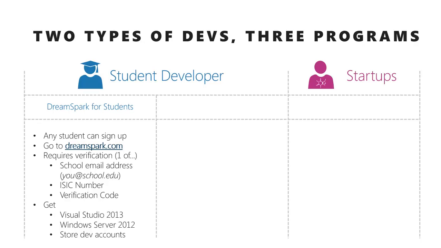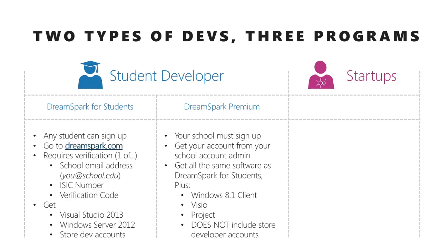But the value of DreamSpark is that once you've signed up, you can get Visual Studio 2013 Ultimate. We've got Windows Server 2012 licenses and installs that you can download. Now, that's not Windows 8. You can do Windows 8 dev on it, but it's not Windows 8 itself. It's Windows Server 2012. We also, however, give you free membership as a developer in the Windows and Windows Phone stores. So that's pretty cool. DreamSpark Premium is a different program that your school has to sign up for.